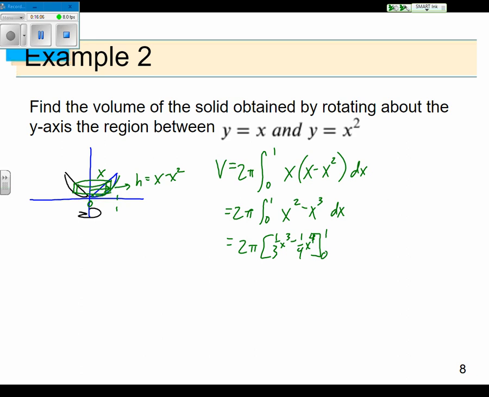I'm evaluating that from 0 to 1. So I'm wanting to do 2 pi times 1/3 minus 1/4. Well, 1/3 minus 1/4 is 1/12. Multiplied by 2 would be 1/6 times pi. So my answer is pi over 6. I like shells better. If it's one that I can set up a good shell on and make sense of, I always use shells on it instead of the discs or washers.